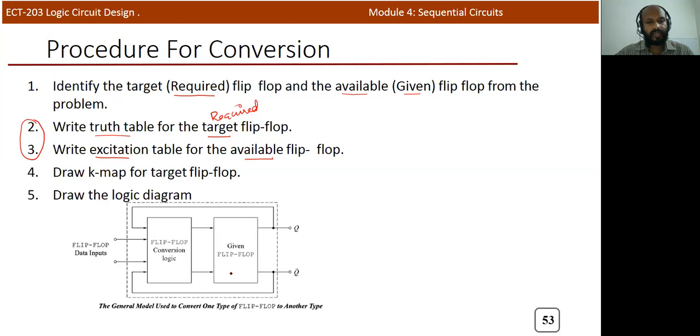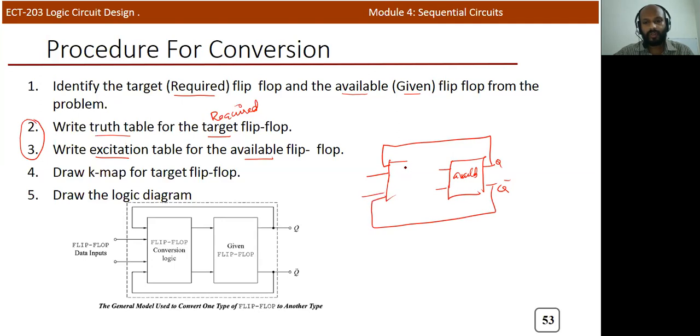So this is a general diagram for a flip-flop conversion. This is the available flip-flop. There will be Q and Q bar outputs. There can be some inputs, and by using this Q and the given input, you can apply the Q bar also at the input side and the other input. By using all these inputs, you will get some logic function, and the output of that logic function is applied to the available flip-flop. So this is a combinational circuit that we need to design. This is the general block diagram.